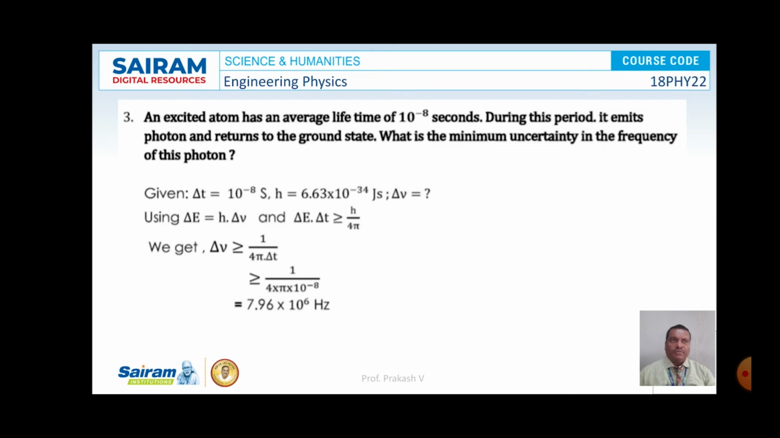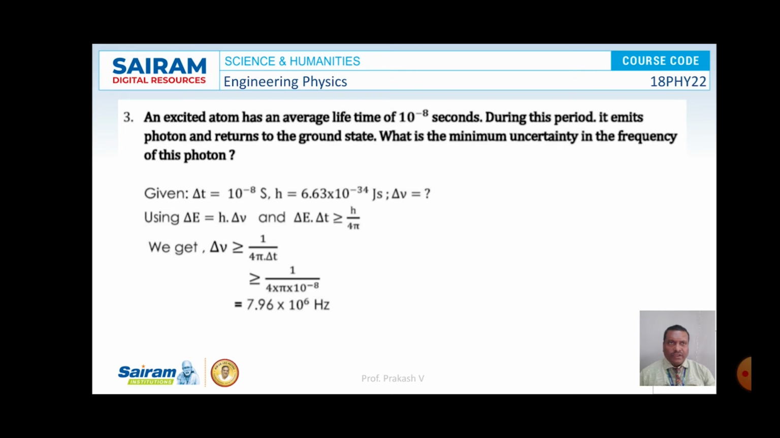The third problem: an excited atom has an average lifetime of 10 to the power of minus 8 seconds. During this period, it emits a photon and returns to the ground state. What is the minimum uncertainty in the frequency of this photon? Here the value of delta t is given as 10 to the power of minus 8 seconds, and the value of h is 6.63 into 10 to the power of minus 34 joule second.